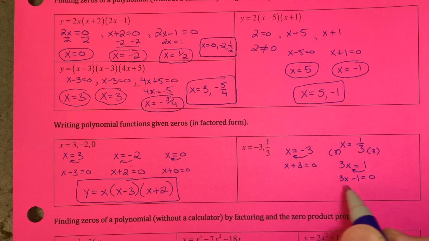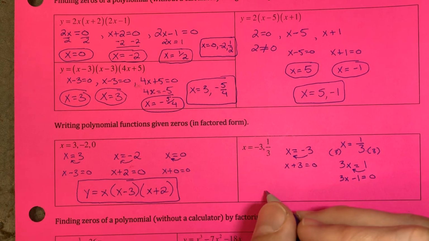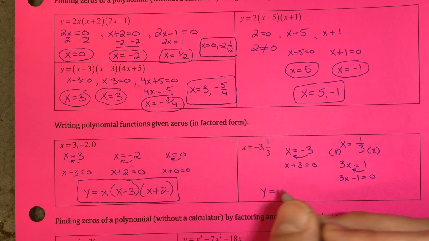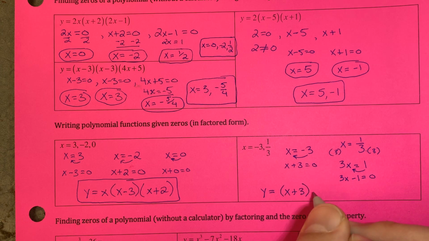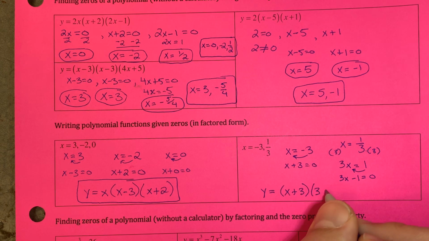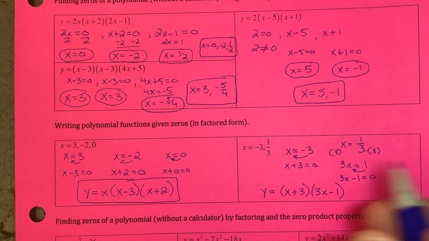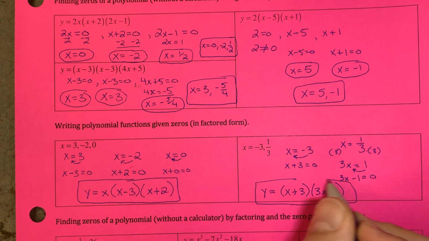And now I have my 2 expressions, and I can write my function of y equals an x plus 3 and also a 3x minus 1. And there we go.